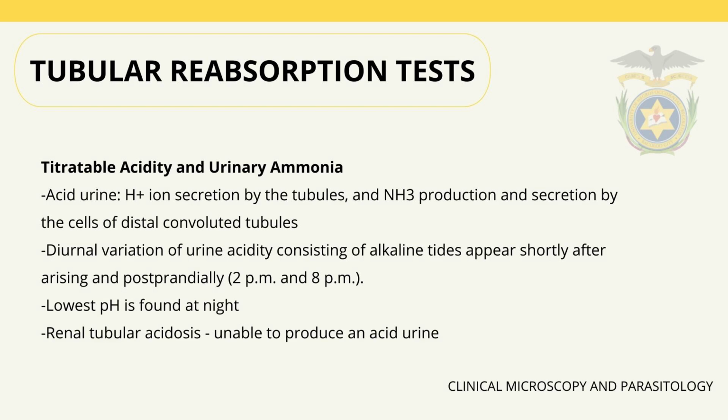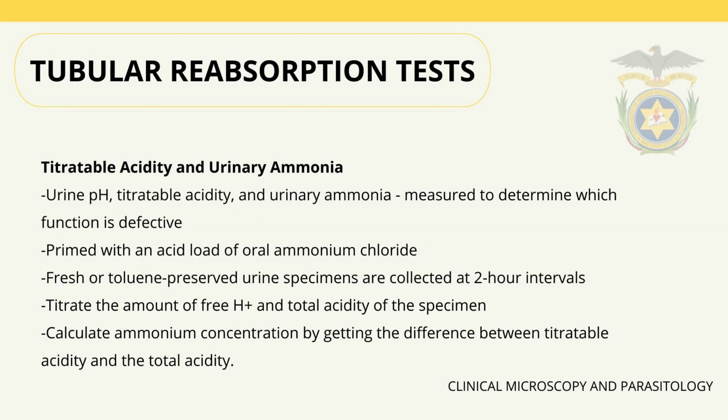The last tubular reabsorption test is the titratable acidity and urinary ammonia. In acid urine, there is hydrogen ion secretion by the tubules, and ammonia production and secretion by the cells of the distal convoluted tubules. Diurnal variation of urine acidity consists of alkaline tides that appear shortly after arising and postprandially between 2 p.m. and 8 p.m. The lowest pH is found at night, and in renal tubular acidosis, which is the inability to produce an acidic urine, urine pH, titratable acidity, and urinary ammonia are measured to determine which function is defective.